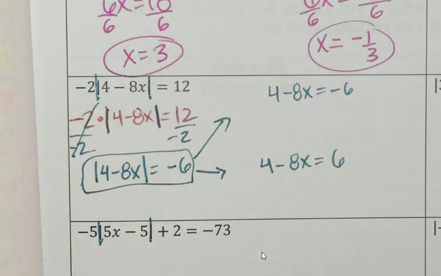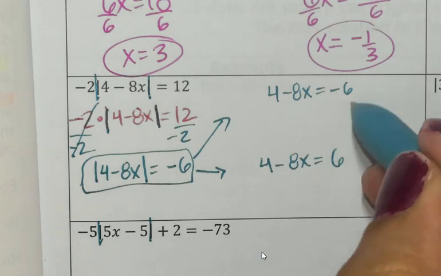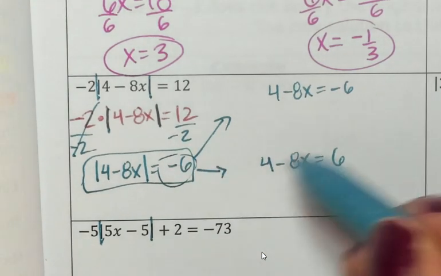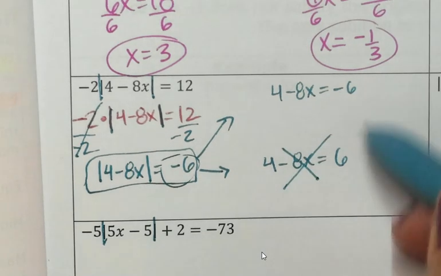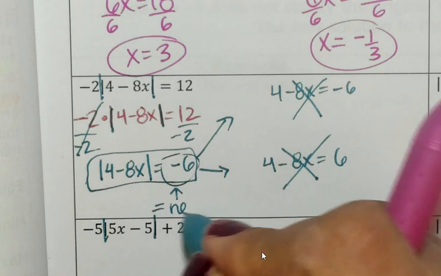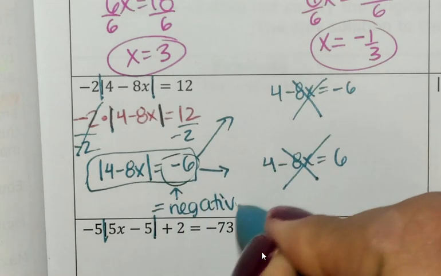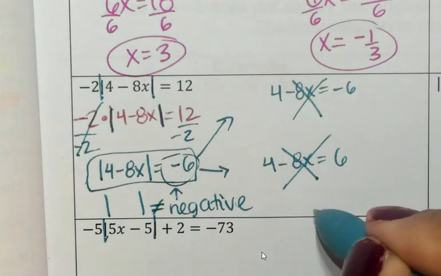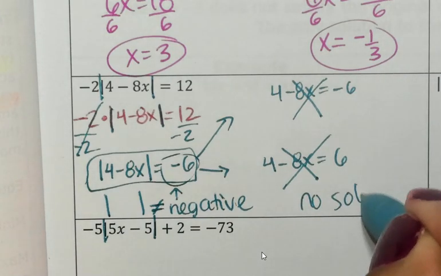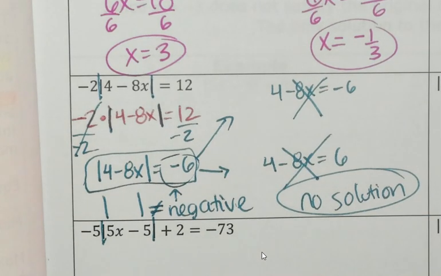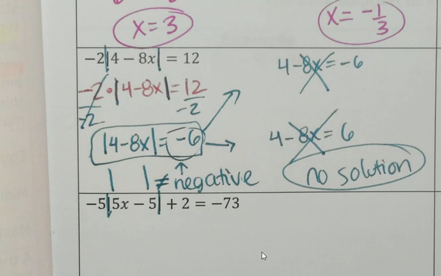Actually, I just realized this is wrong. We cannot have an absolute value that equals a negative. So nope, we cannot rewrite it because it equals a negative. An absolute value cannot equal a negative, therefore there's no solution. So as you go through this, keep track of that one rule. You cannot have it equal to a negative.